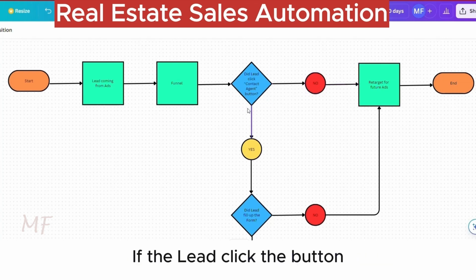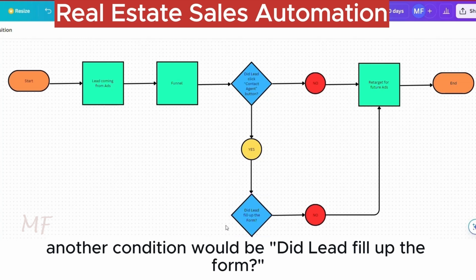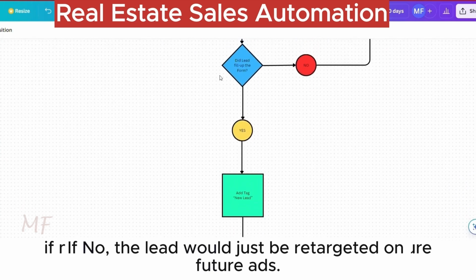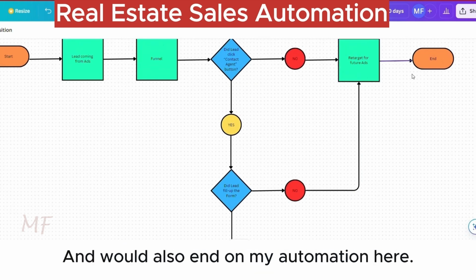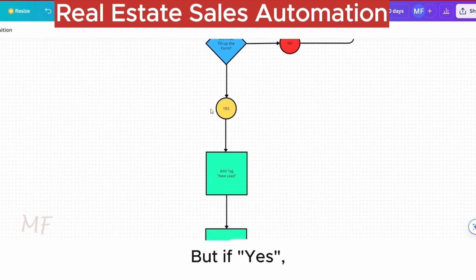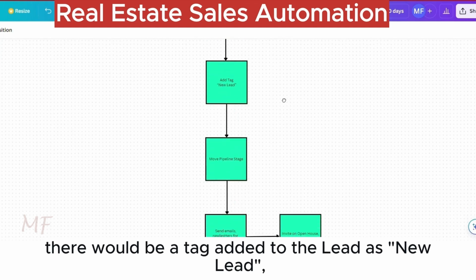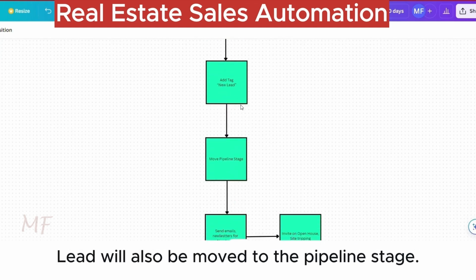If the lead clicked the button, that is yes, another condition would be: did the lead fill up the form? If no, the lead would just be retargeted on future ads and would also end on my automation here. But if yes, there would be a tag added to the lead as new lead. The lead would also be moved to the pipeline stage.